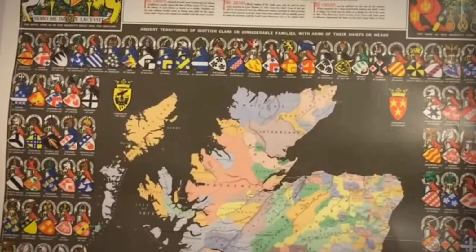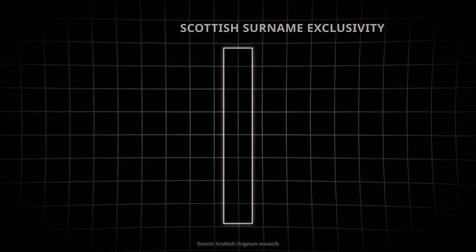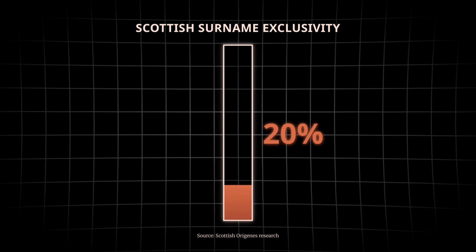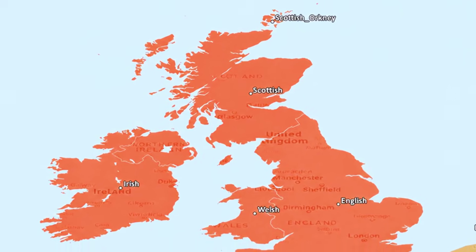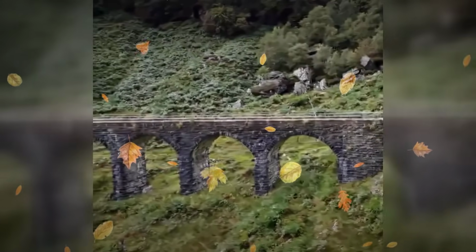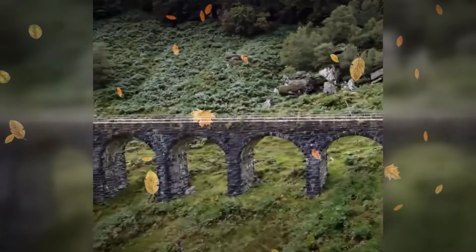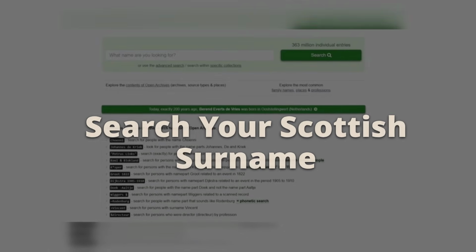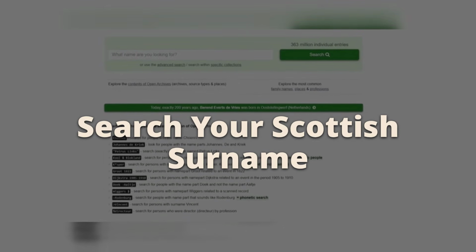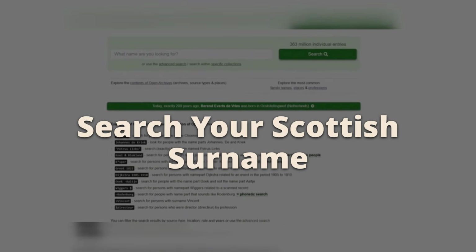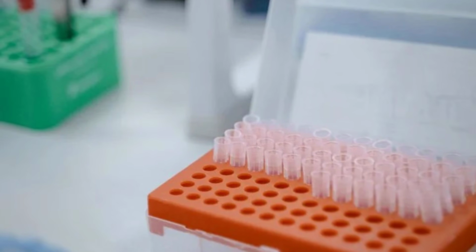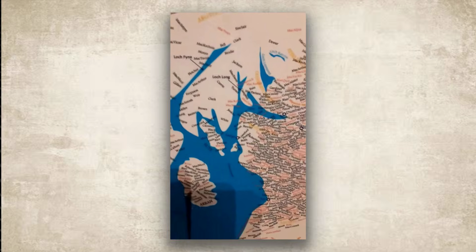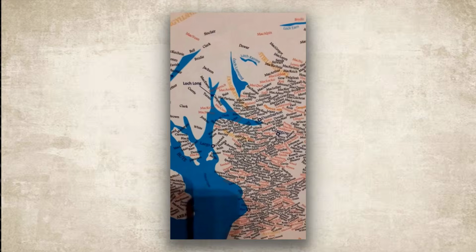And here's the final piece of the map. Scottish Origins research has found that approximately 20% of Scottish surnames are exclusive to a single location. For those names, the geographic origin is almost exact, not a region, but a specific valley, a specific parish, a specific glen. The research tool at Scottish Origins, originsmaps.com, allows you to search your specific surname and see, based on Y-DNA results from thousands of people with Scottish ancestry, exactly where in Scotland that surname cluster is most concentrated.